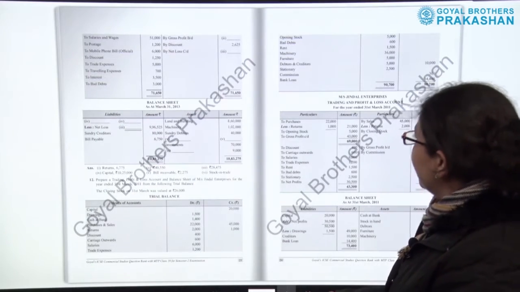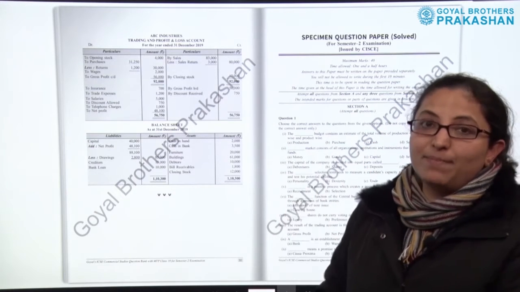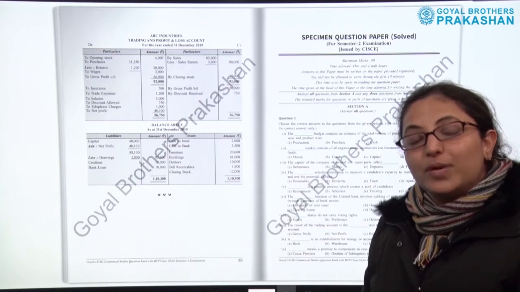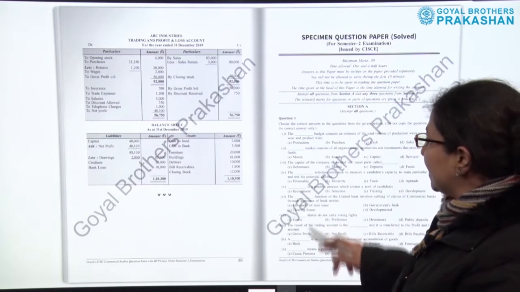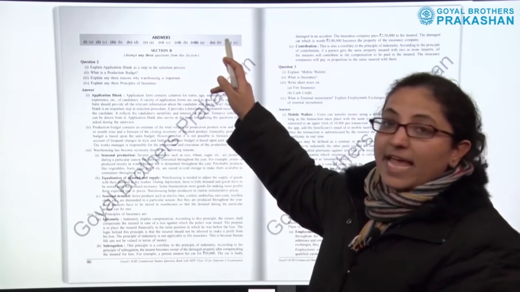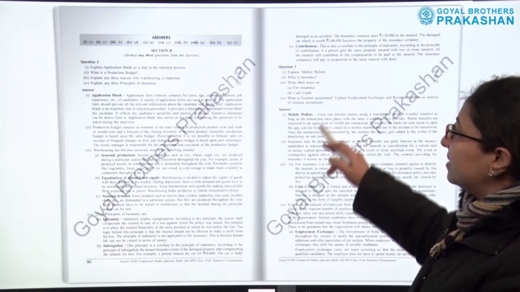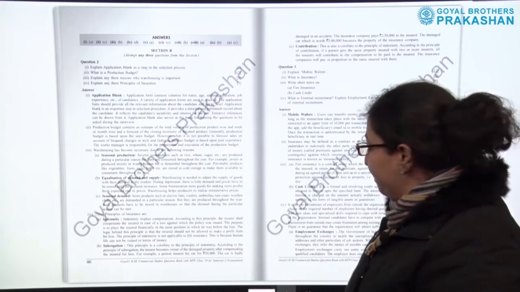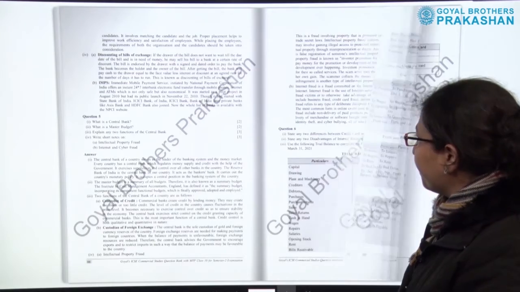Now, after this, we come to section B of the book, which is the specimen question paper. Here, this is the specimen question paper solved, which is released by CISCE for this year's examination. You can see this is a solved specimen question paper. The answers for section A, which is the objective type, are provided here. Section B is here and answers are provided along with the questions. As I have mentioned, it is a solved paper. So this is the specimen question paper released by the council.